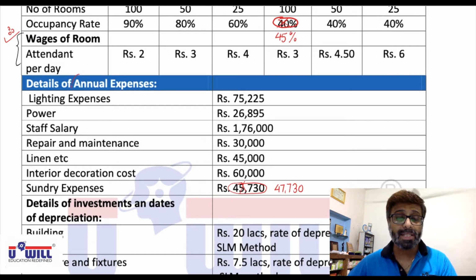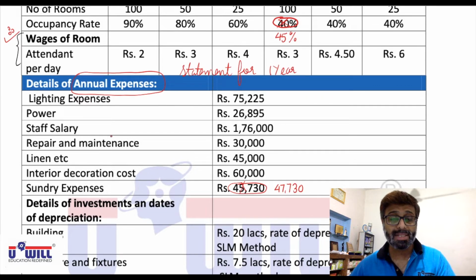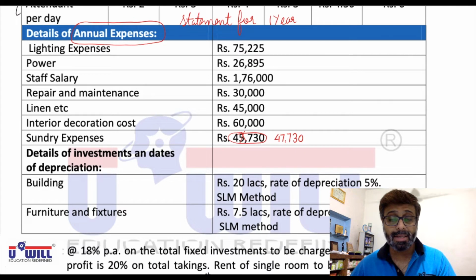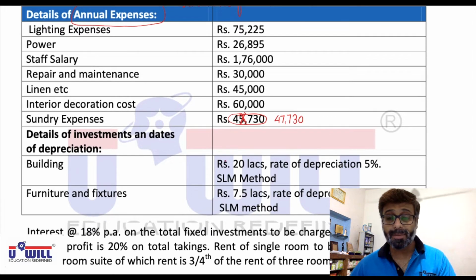Details of annual expenses. So we'll be making the statement for 1 year. We have discussed this earlier also. Since you are given the expenses for 1 year, we will be making the statement for 1 year. Lighting, power, staff salary, repairs and maintenance, linen, interior decoration cost. Sundry expenses, make correction, instead of 45, it should be 47,730.